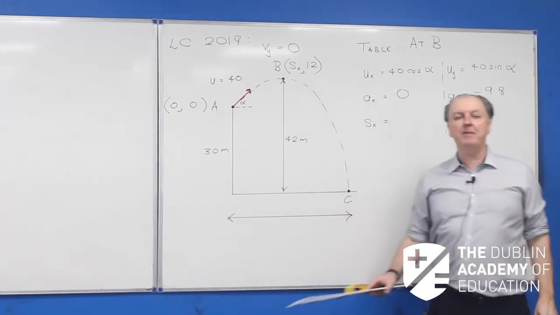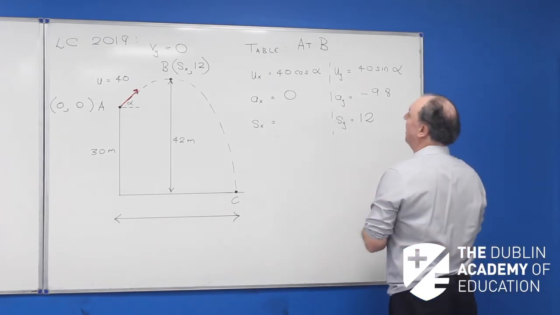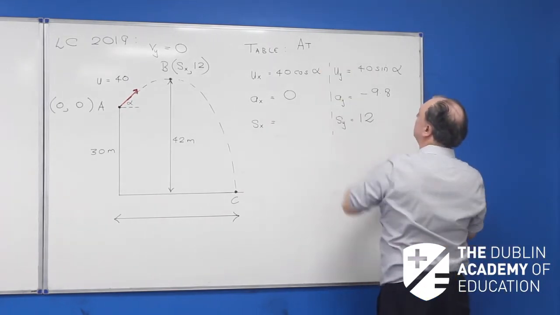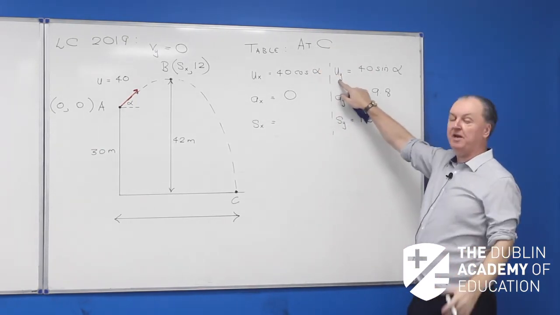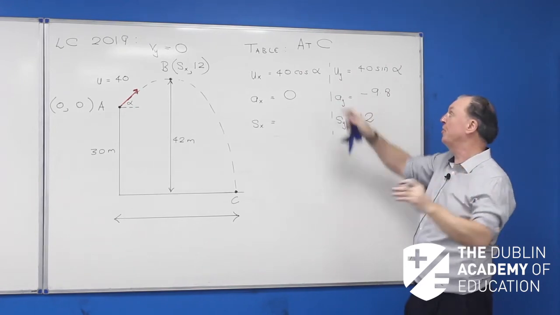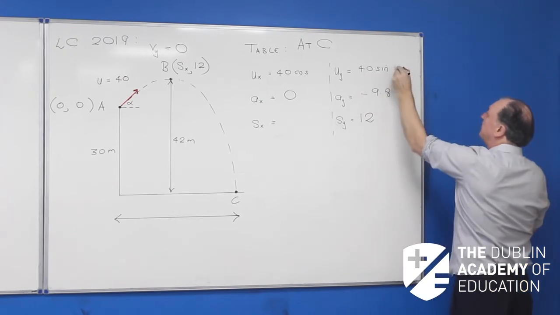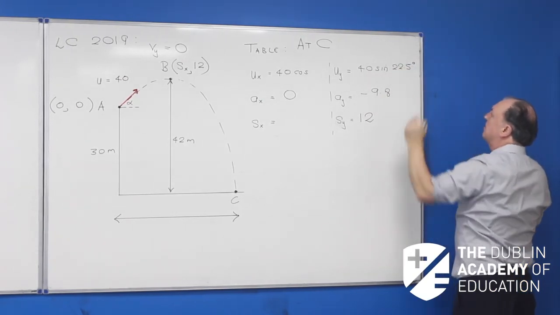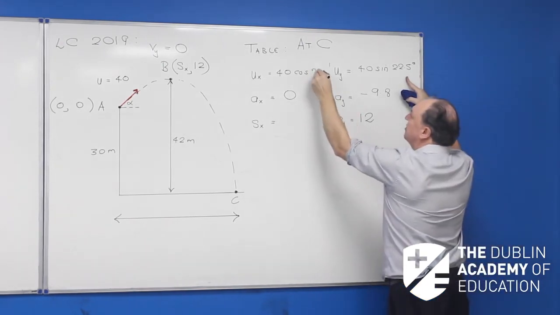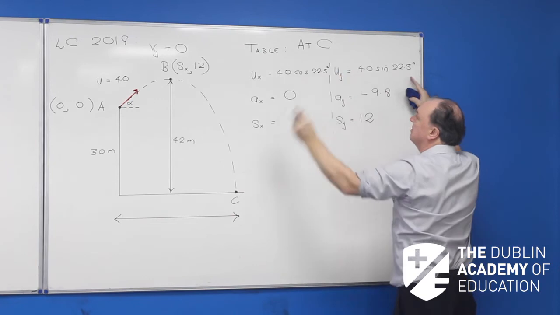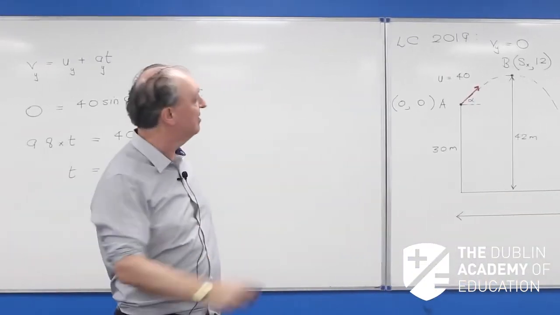I suppose we're talking about doing another table now, aren't we? We're talking about doing a table where it lands at C. Ux and Uy, they're the same, except of course we know alpha, don't we? We know that alpha there is 22.5 degrees. Will I work it out? 40 sine 22.5, and 40 cos 22.5 degrees. Well, you can leave it like that. You can work it out if you wish to 1 or 2 decimal places.